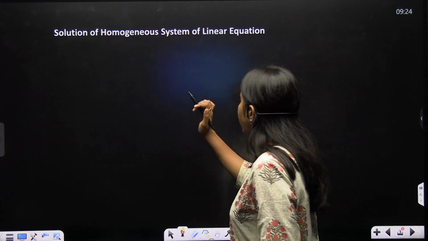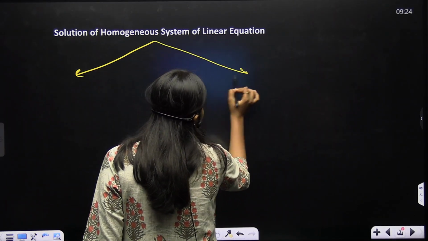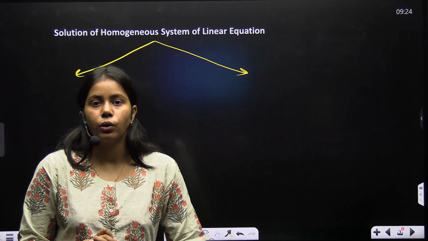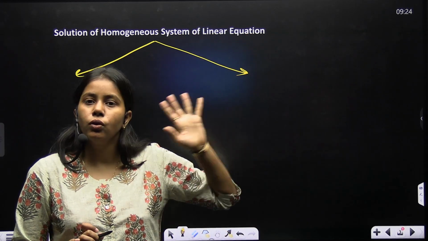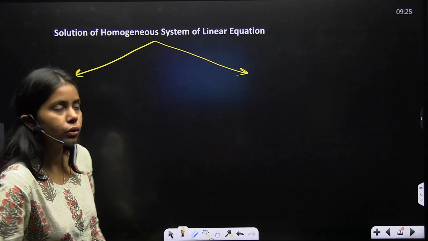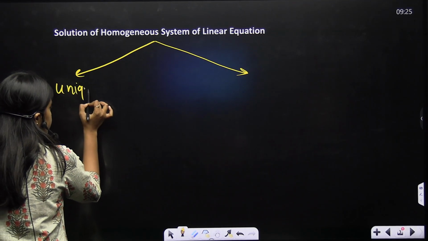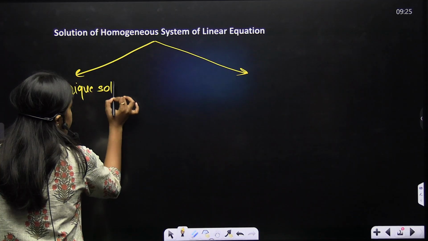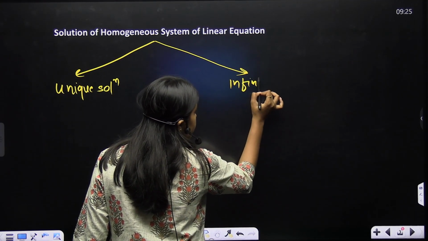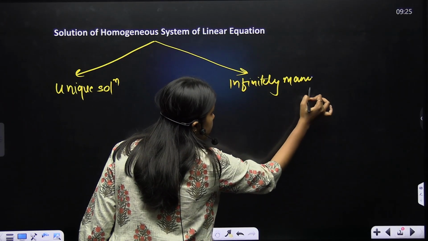Then we discussed the solution. We said that it would only have two types of solution, unique solution and infinitely many solution. It does not have no solution. Why? Because it would always have a solution, that is the 0 solution. So there are only two types of solution: unique solution and infinitely many solution.